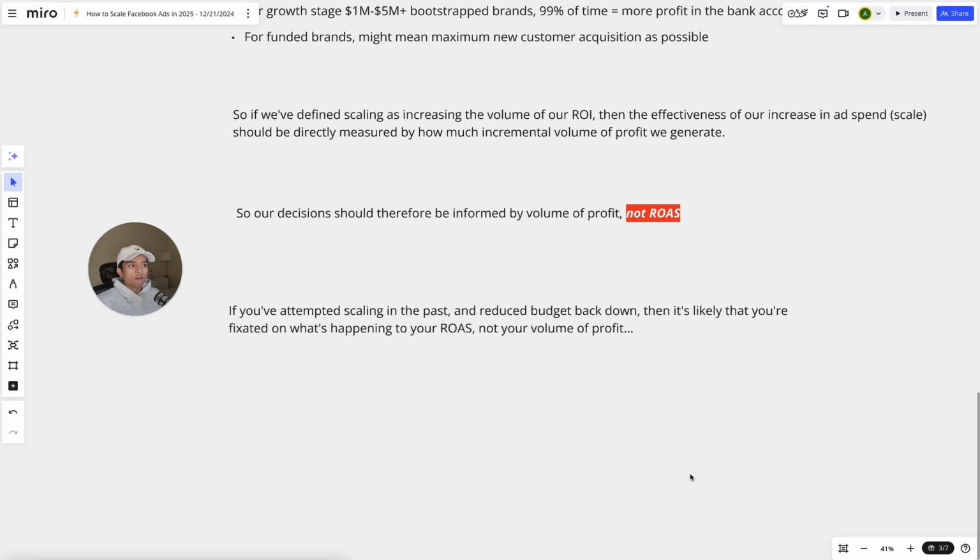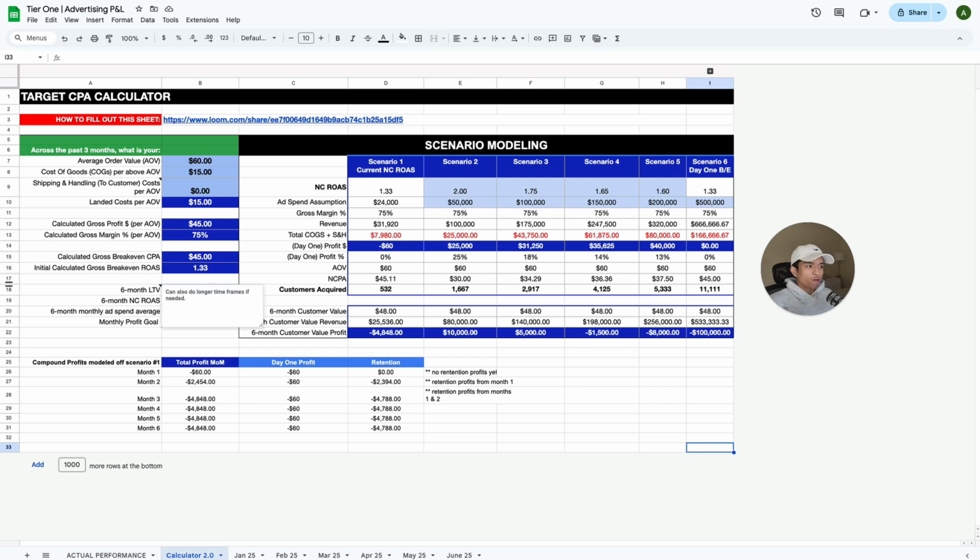So now that we've defined what scaling is, let's get into how to set targets and how to look at scale through the lens of the volume of profit instead of return on ad spend. Shout out to my boy Nick Terrio for creating this advertising calculator. I'm going to use this as an example to demonstrate why return on ad spend does not matter, and what I look for in the account as I'm scaling and what I think you should be looking out for in the account as well.